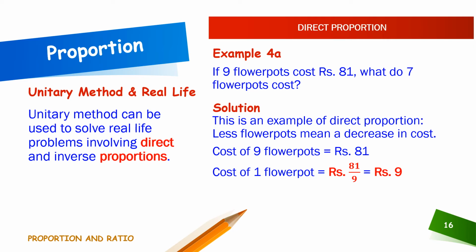And of course, 81 divided by 9 rupees is equal to 9 rupees. So the cost of 1 flower pot is 9 rupees. In order to find the cost of 7 flower pots, we need to multiply by 7. Because since the flower pots have increased, we need to increase the price also, and this is why we multiply. And 9 times 7 rupees is equal to 63 rupees.